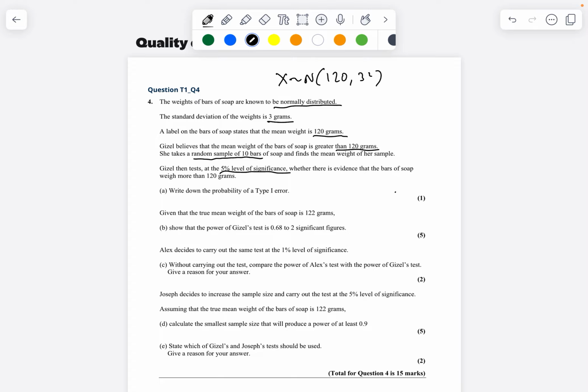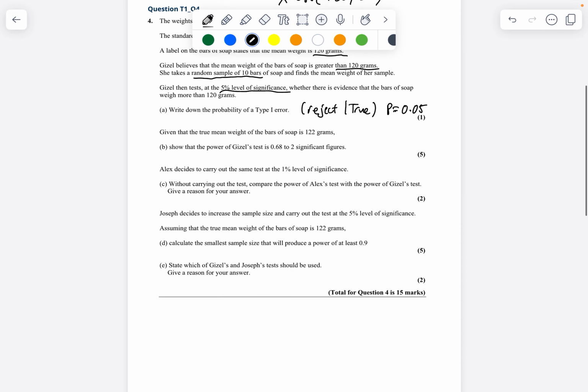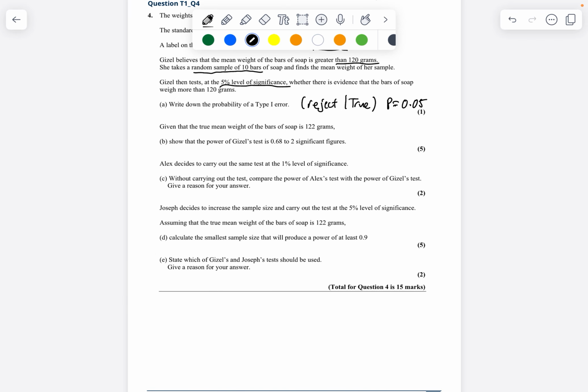Well, a type 1 error is where we reject on the basis of our test, but actually the null hypothesis is true. Okay, so it's done at the 5% significance level, so the probability is 0.05, because it has to be in the rejection region, and therefore the largest possible rejection error is 5%. Right, now, given that the true mean of the soap is 122, show the power of Giselle's test is 0.68.